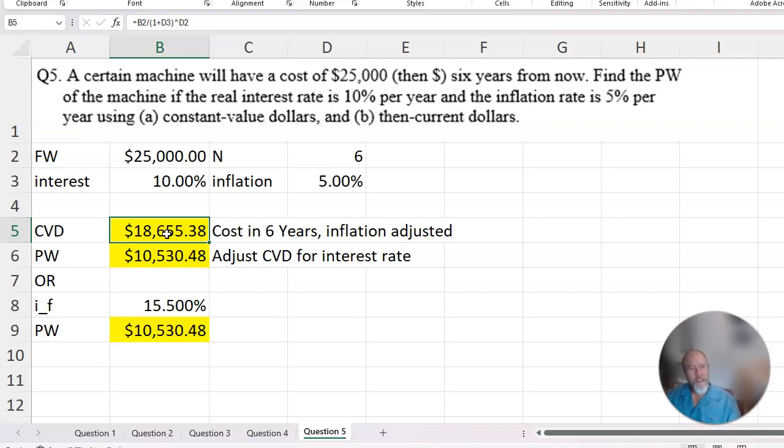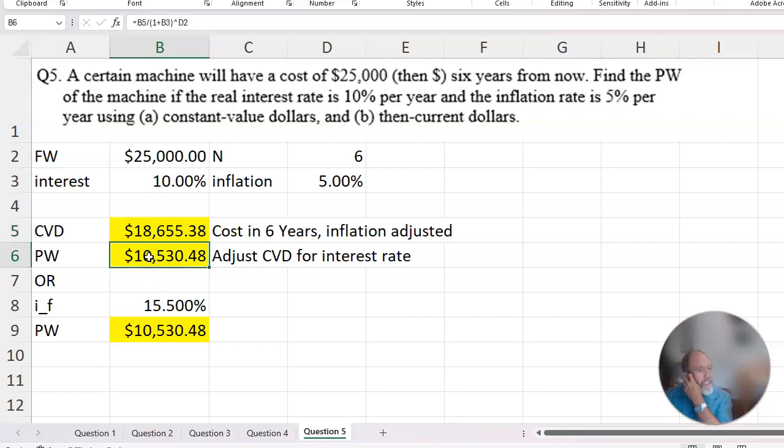This would never be done over this period of time, by the way, over 6 years. There's really very little chance that the inflation rate would stay at 5% for 6 years. You would actually have to calculate different values of inflation changing per year.